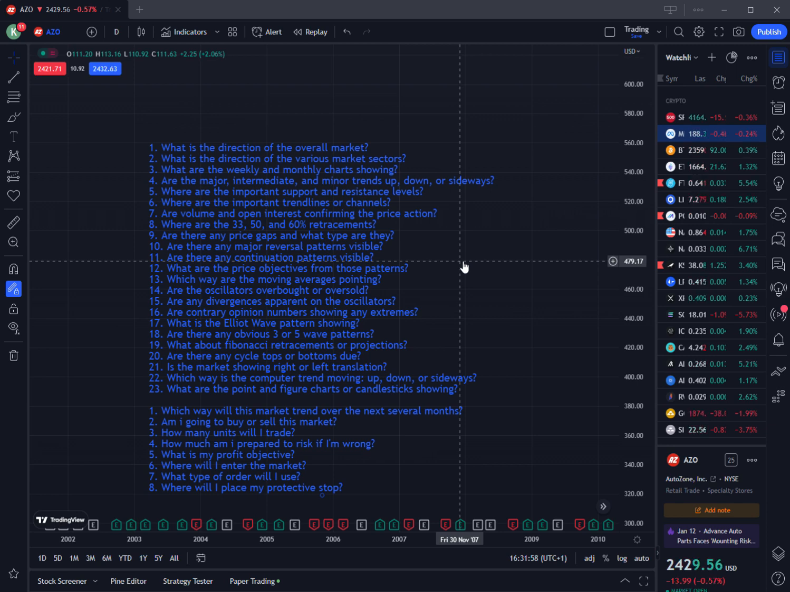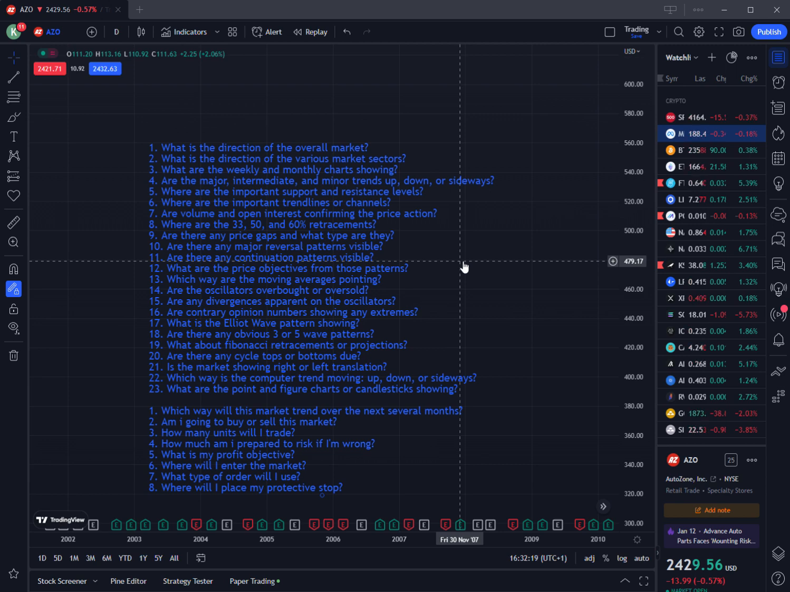So you're going to look at patterns, like major reversal patterns or just continuation patterns. What are the price objectives of certain patterns? Because if you had a head and shoulders, there's always some price target which it needs to make, or at least is likely to make at that point.